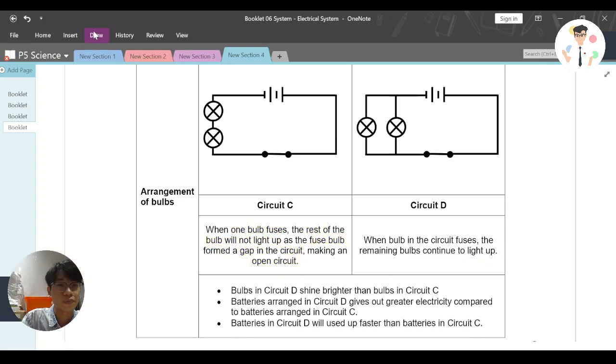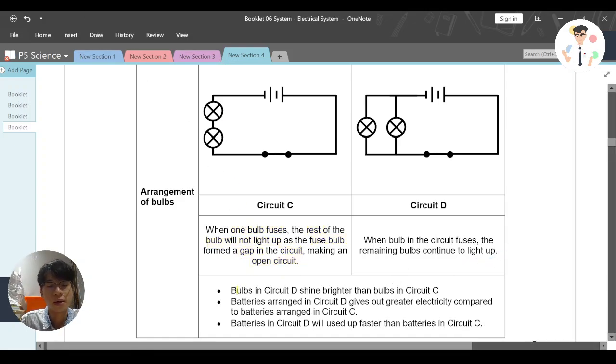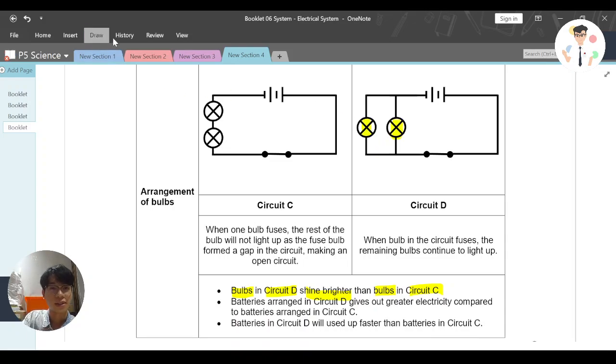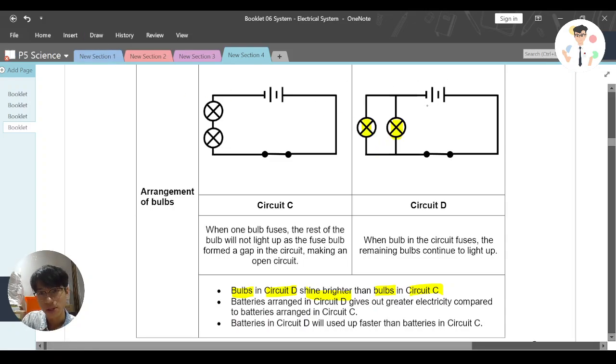But let's look at here. Bulbs in circuit D will shine brighter than the bulbs in circuit C. Means that this one will be a bit brighter. Why? Because you can see these two batteries share here, turn one round. These two batteries, again, I have another round, shared here also. That's why these two batteries are actually working here. Two batteries working here, two batteries working here. Okay, that's why this one will be brighter.